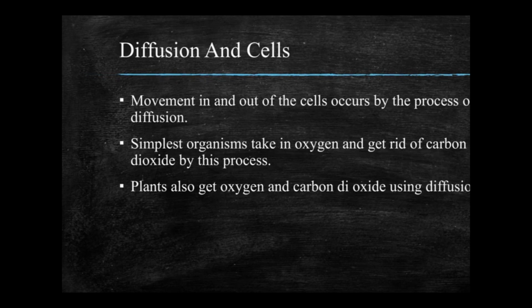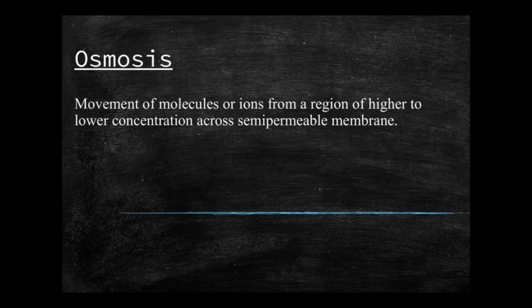Plants also get oxygen and carbon dioxide using diffusion. Now, osmosis. The difference between diffusion and osmosis is that the movement of molecules is the same, from the region of higher concentration to the region of lower concentration. But in osmosis, the cells use a semi-permeable membrane. A semi-permeable membrane is a kind of membrane that allows only some particles to pass through it. As the word semi indicates, it means half. Half the particles will be moving in and out, and half will remain outside or inside the cell.